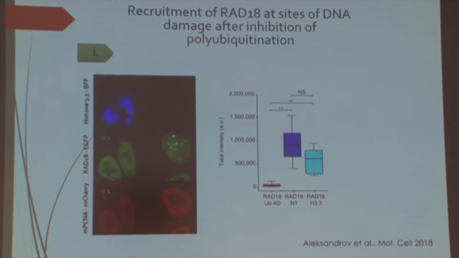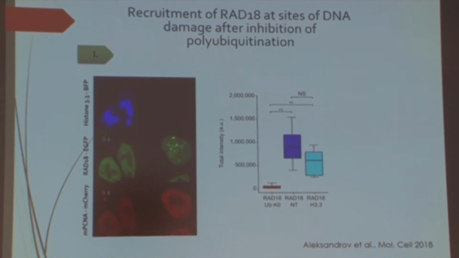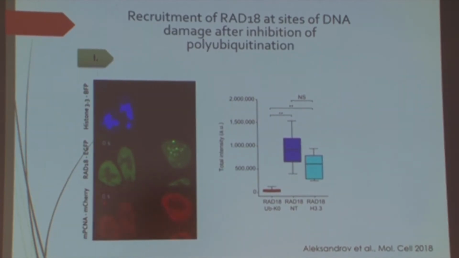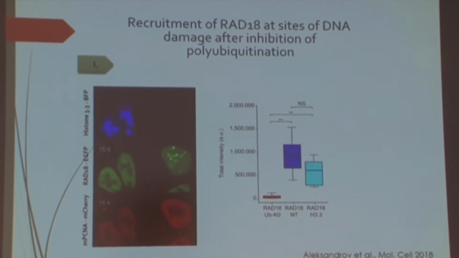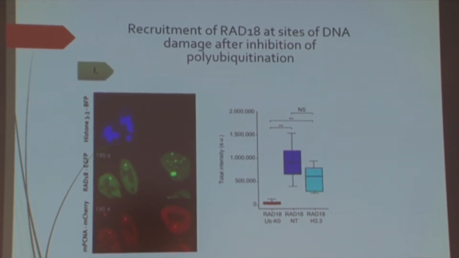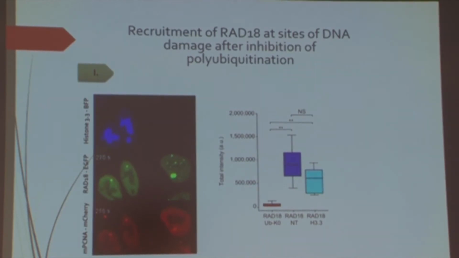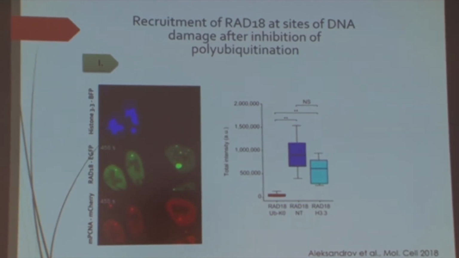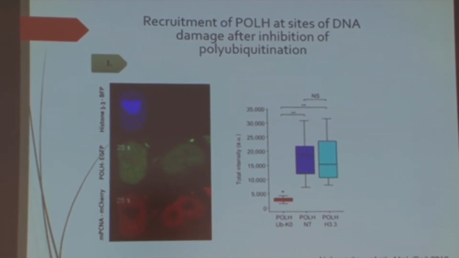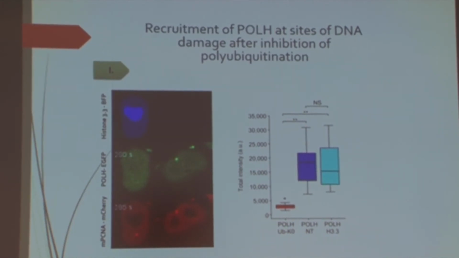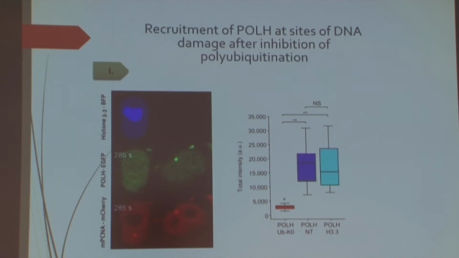And we co-transfected this with histone 3, which means that the cells in blue are overexpressing this mutated ubiquitin. As you can see in the movie, overexpression of the mutated ubiquitin diminished recruitment of RAD18 more than 30 times, but not of PCNA. The same is the result with POL-H. POL-H is not recruited to the site of DNA damage, but PCNA is recruited.